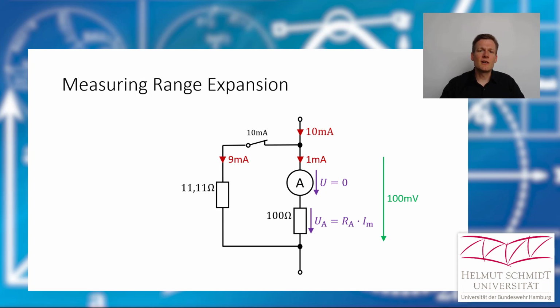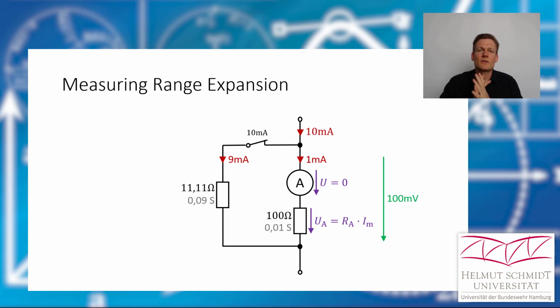Maybe it's more catchy if we express the resistor values by their conductances. So in our core device, we have a conductance of 0.01 Siemens. And at our parallel resistor, we have the conductance of 0.09 Siemens. So you see, 90% of the current will flow through the parallel resistor and 10% of the current will flow through our measurement device.